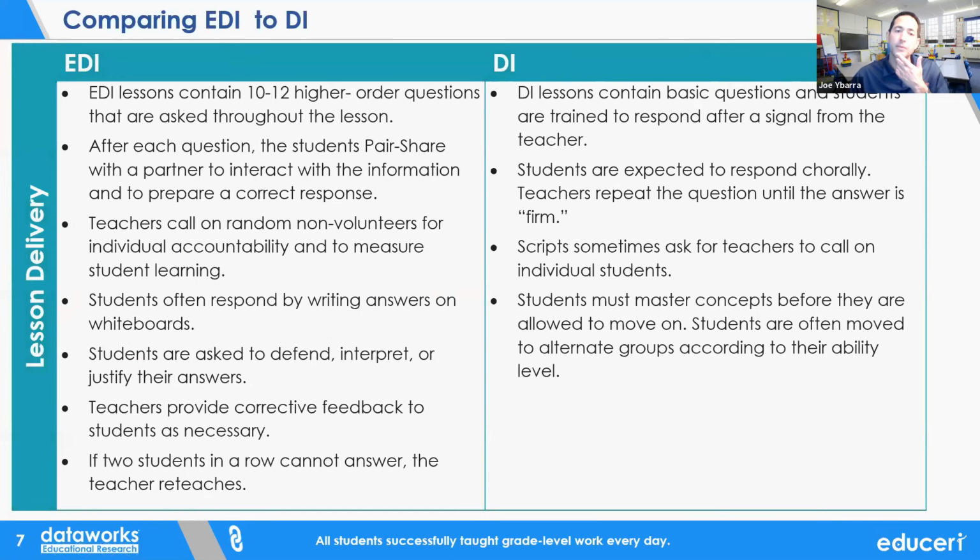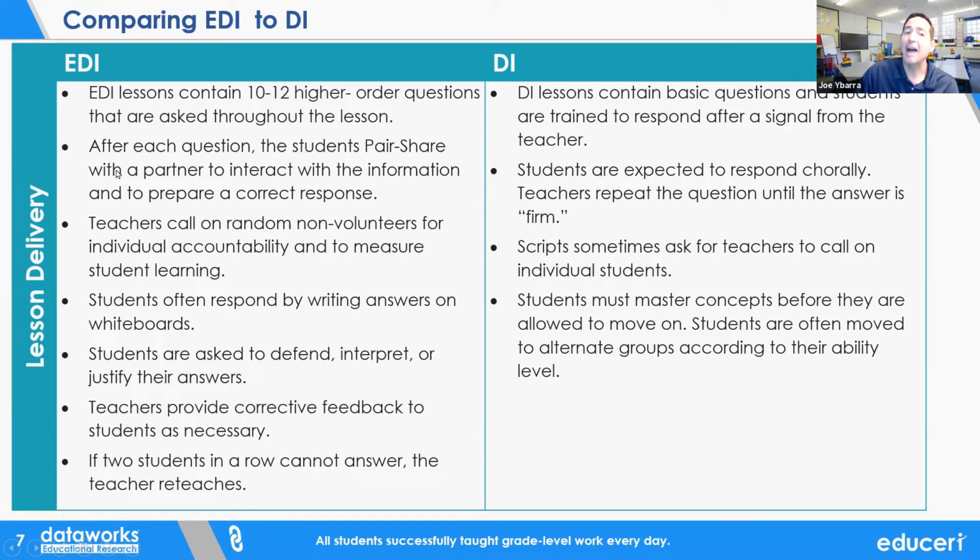when I talk to schools and when they ask me to see where they're at in their journey of implementation, the first thing I look at is how well do the teachers use the engagement norms. That's the first piece of the puzzle. Then I look at what types of questions are the teachers asking their students. Because in EDI, the first thing that we have is, if you read with me, 1, 2, 3, EDI lessons contain 10 to 12 higher order questions that are asked throughout the lesson.